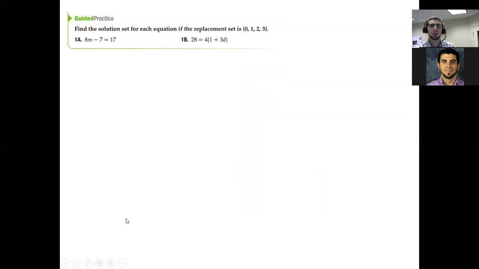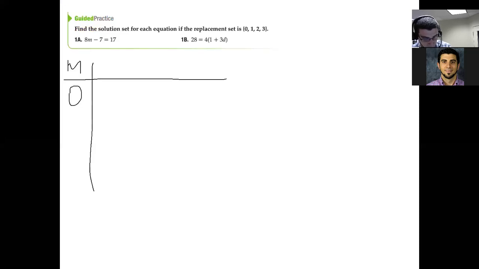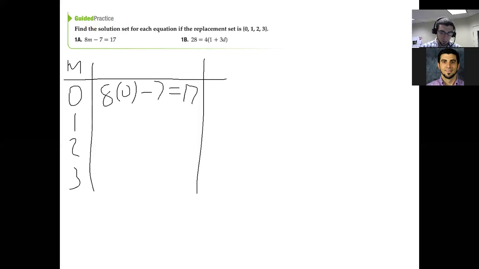All right, let's find the solution set for each equation if the replacement set is {0, 1, 2, 3}. Go ahead and pause the video and hit play when you're ready. All right, we're back. For the first one, I'm going to make a table, and for the value of m, I'm going to do 0, 1, 2, 3. So you could do 8 times 0 minus 7 equals 17. Is that true? Well, 8 times 0 is 0, minus 7 is negative 7, so that's not going to work. 8 times 1 minus 7 equals 17.